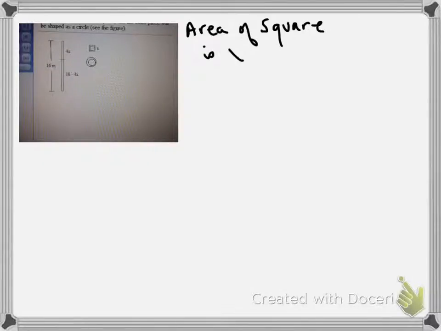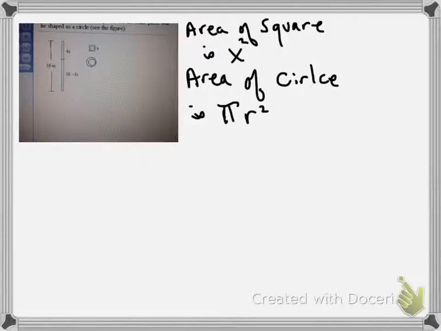Okay, so now we got the problem of finding out the total area that's enclosed by the circle shown here, as well as the total area enclosed by the square. So the area of a square is x squared, and the area of the circle is pi r squared, but we don't know what the radius of that circle is.